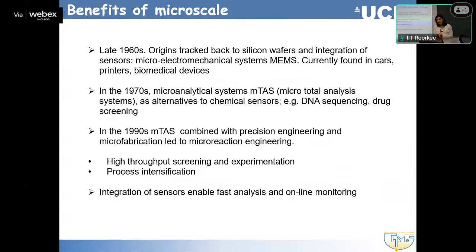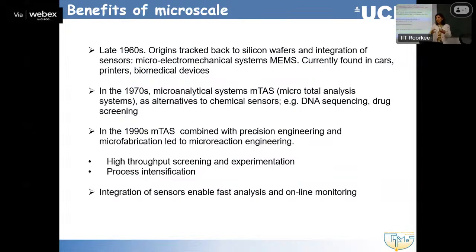Let's say in the late 60s, a lot of silicon wafers started developing, and not just that, but we started having the integration of sensors into wafers, and that created what we call microelectromechanical systems, the MEMS. And these things exist and are widely used today. We can find them in cars, in printers, in biomedical devices. The whole concept then continued into applications to chemistry. That's why in the late 70s, we started having the micro total analysis systems, µTAS as they are known, as alternatives to just chemical sensors.